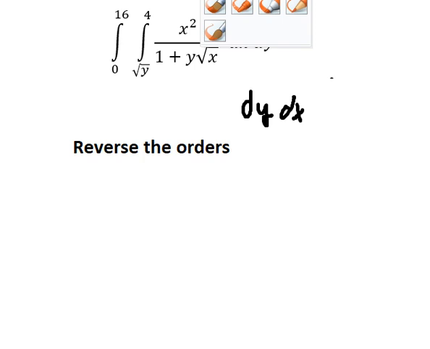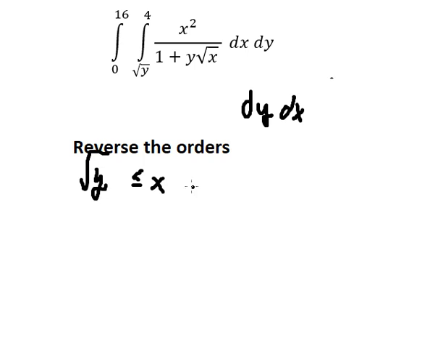So in this one, we need to put the bounds of x. We need to find the bounds of x, which should be greater than or equal to the square root of y and smaller than or equal to 4. For dy, we have y greater than or equal to 0 and smaller than or equal to 16.